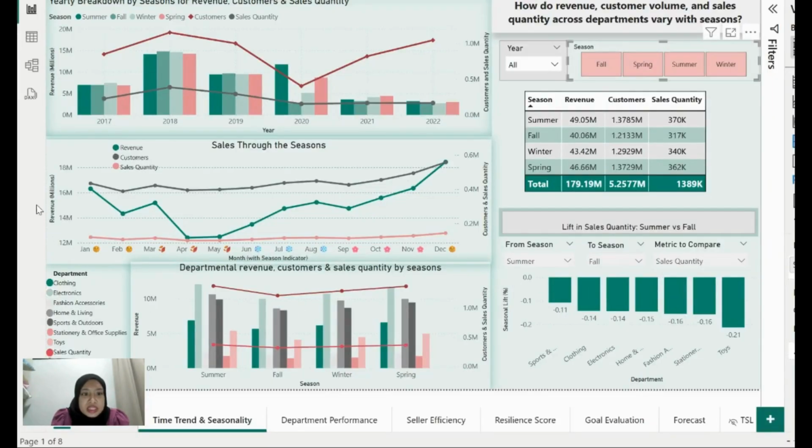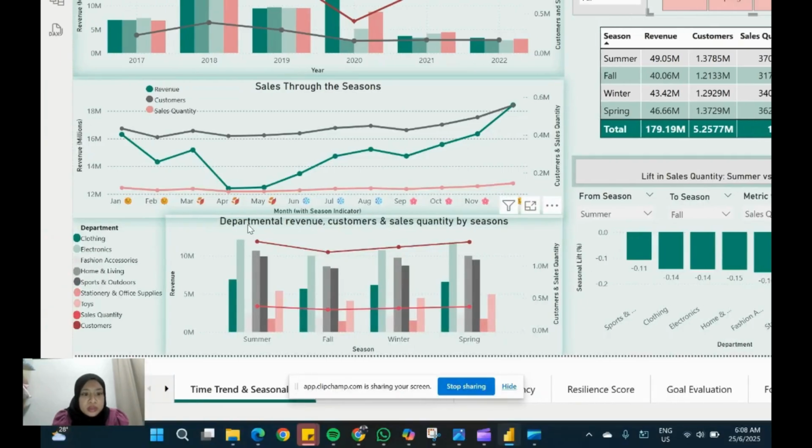Next will be the line chart, which represents sales through the seasons. So the x-axis will be the month, which we include the season as well. And then the revenue and also customers and sales quantity are on the y-axis. The third one will be the departmental revenue, customers, and sales quantity by season, which is also represented by the line and clustered column chart. We group by summer, fall, winter, and spring, and then the y-axis remains revenue, customers and sales quantity. So each bar chart represents a department.